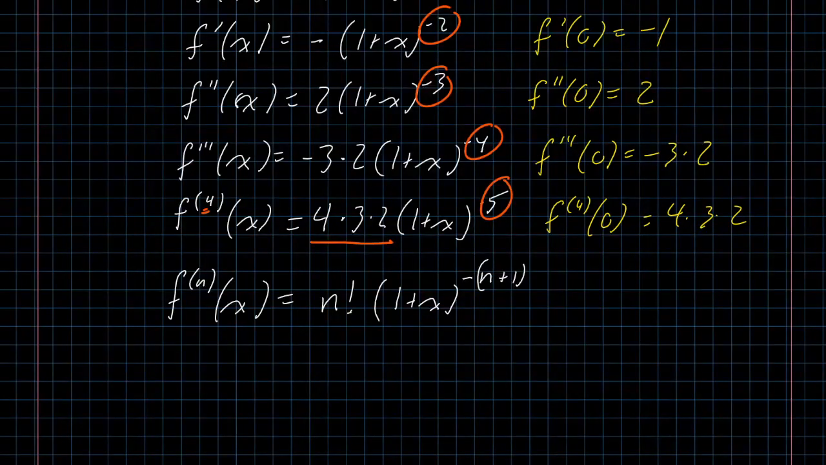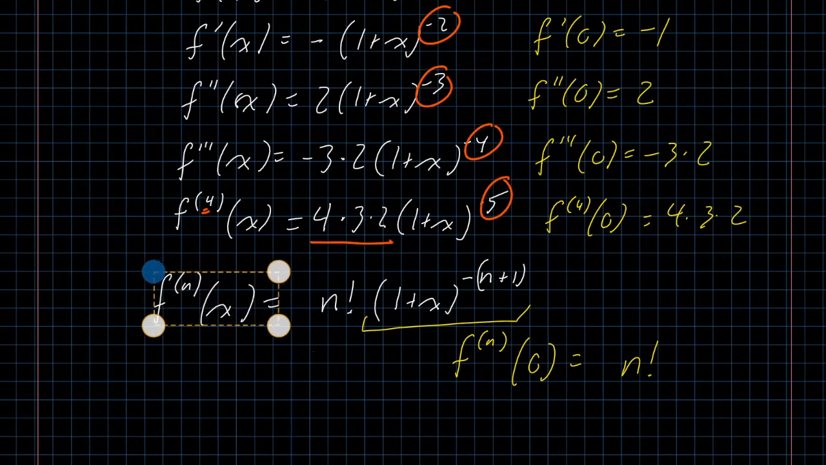Right? The negative of the n plus 1 power is going to be the exponent there. And then in general, taking the nth derivative and evaluating at 0, that whole thing is going to be 1, leaving me just with n factorial. Except there's something missing here.